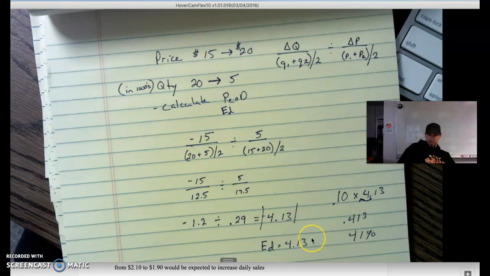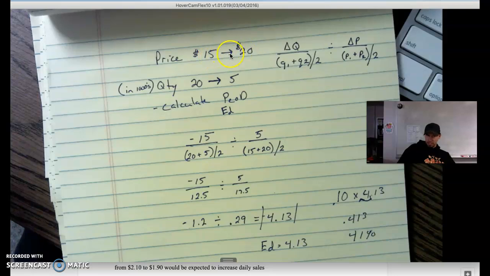Now we know, when we're looking at elasticity, if this value is less than 1, which ours is not, we call that inelastic, meaning it's not very responsive to price change. Well, here it's significantly larger. It's 4, so it's much greater than 1, which means it's elastic demand. The quantity demanded is going to be very sensitive to a price change.